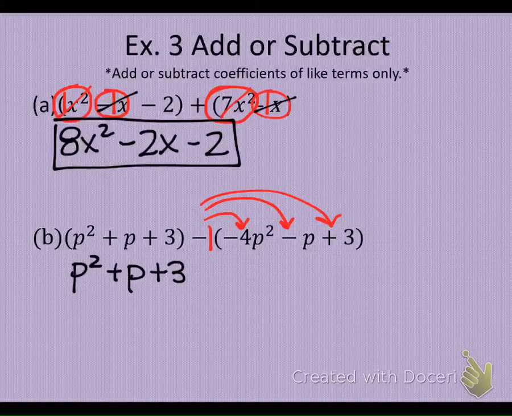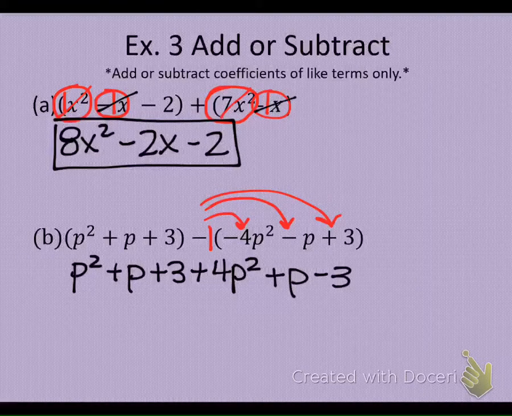Now for my second set, because I recognize this is a subtraction problem, I'm going to go into the other set of parentheses and I'm simply going to change the sign of every term. So negative 4p squared is going to become positive 4p squared. Negative p is going to become positive p, and positive 3 is going to become negative 3. So I just go and change the sign of every term behind the negative sign. Now I can combine my like terms.